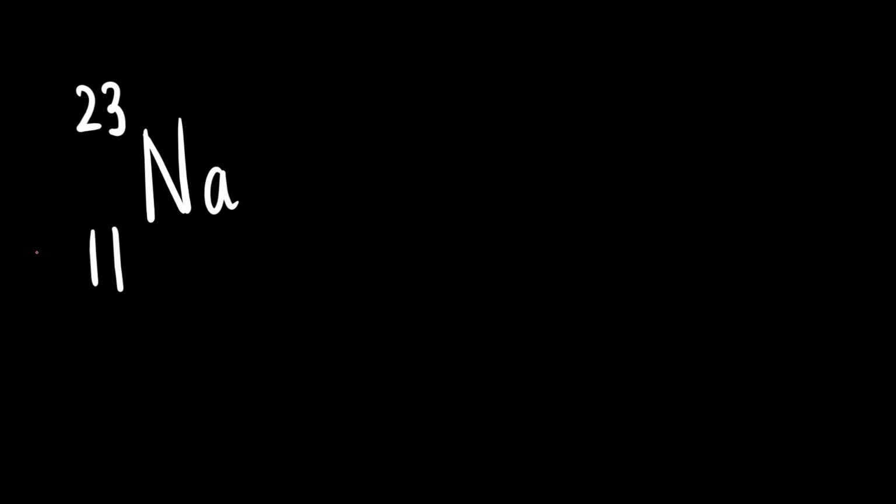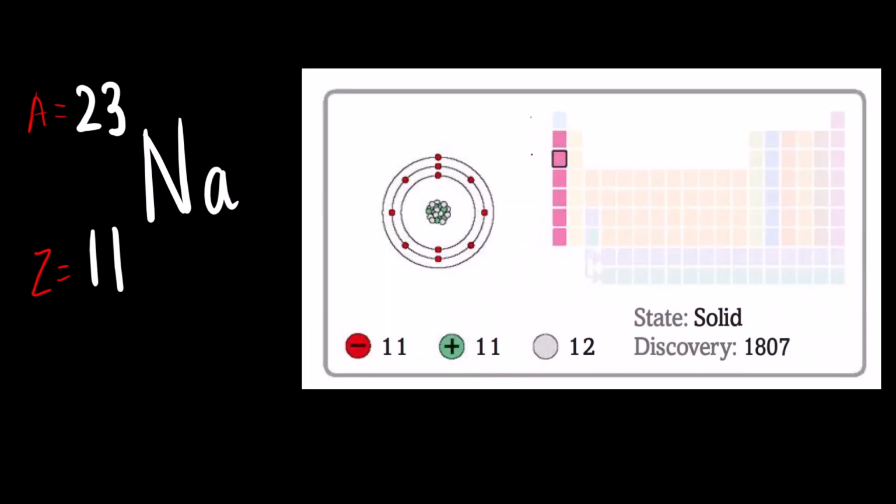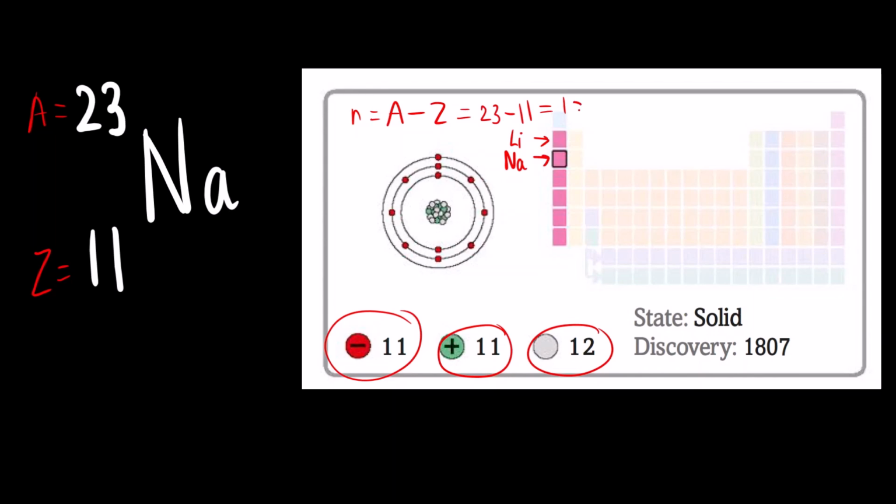The atomic number of sodium is 11 and the atomic mass of sodium is 23. Where is sodium located? Here, in group 1 of the periodic table. Here we had seen it was lithium. Sodium, now how many protons does it have? It has 11 protons. It is neutral, so electrons are also the same, and there are 12 neutrons. Neutrons are atomic mass minus atomic number, that will be 23 minus 11, that is 12. It is a solid, and it was discovered in 1807.